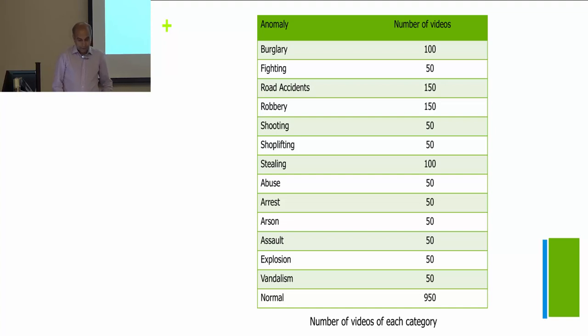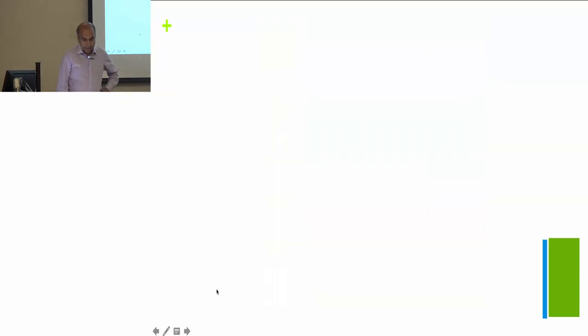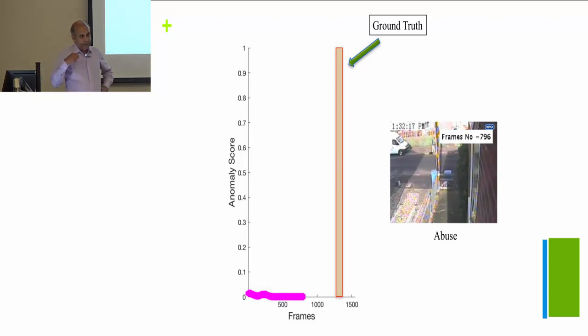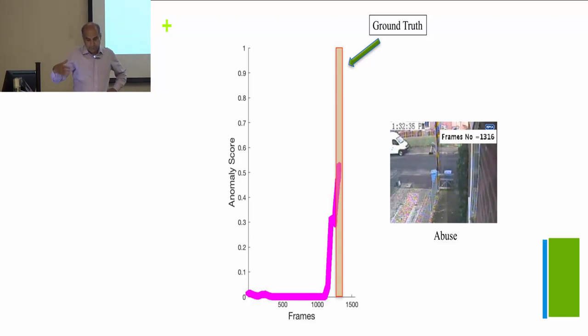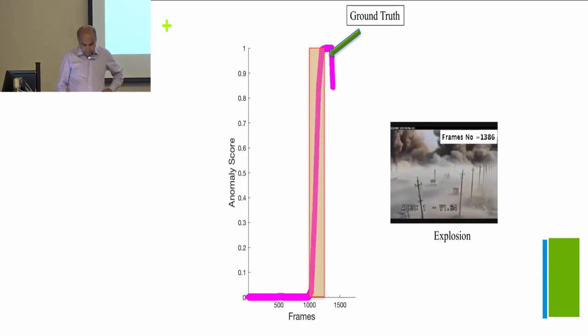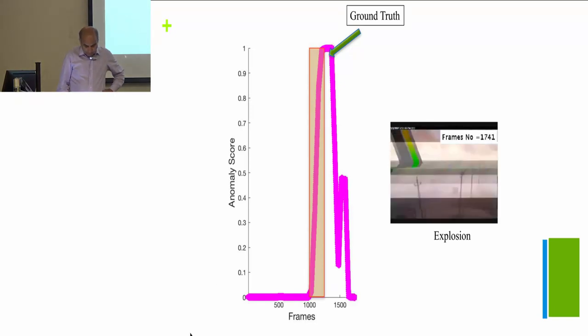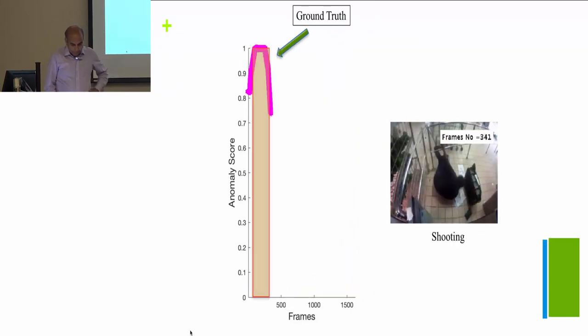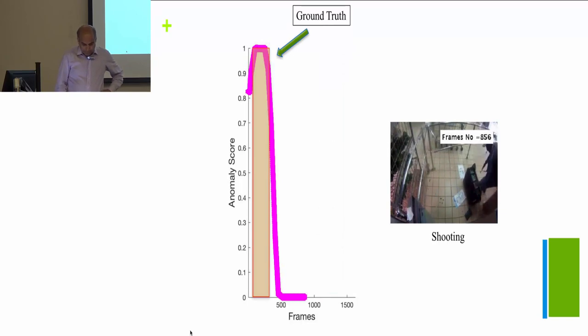So we have these 2,000 videos, and these are the kinds of anomalies, and these are normal videos. These are the kind of results we get. This is the function we have learned. So automatically, the system is able to come up with the function, and when there's some anomaly, like here you saw, it becomes a high value. This would be an explosion, again it becomes a high value. This is a road accident. The shooting.